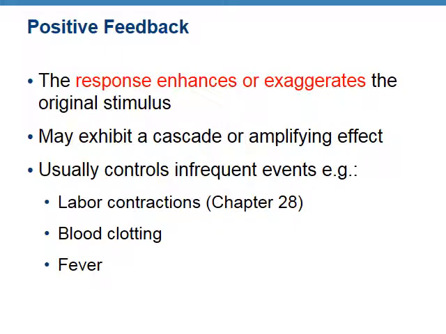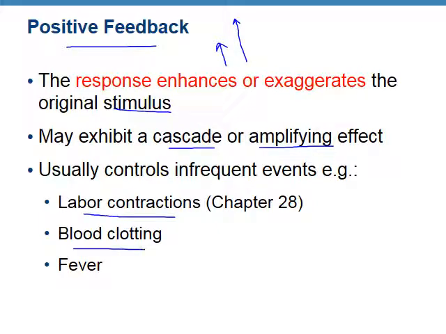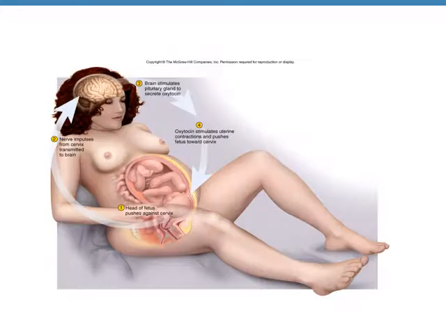Positive feedback is the opposite. This is a response that enhances or exaggerates the original stimulus. So in positive feedback, you have the original stimulus, and this positive feedback is going to cause a loop to increase the original stimulus. Sometimes they call this a cascade, or they call it an amplifying effect. There's a couple examples. We can look at labor contraction and we can look at blood clotting.